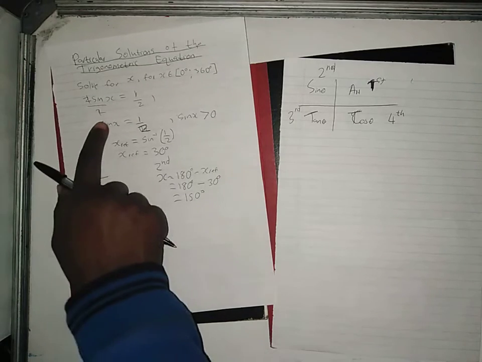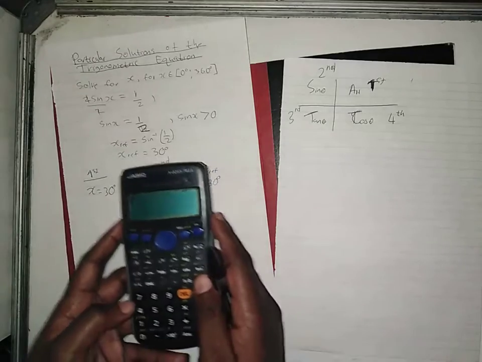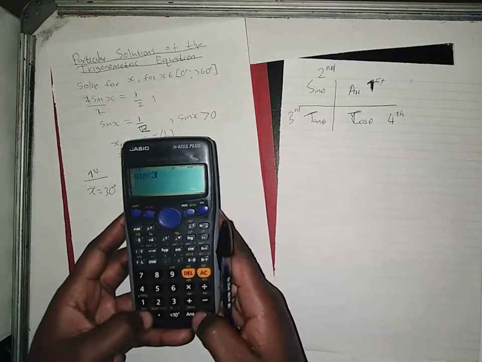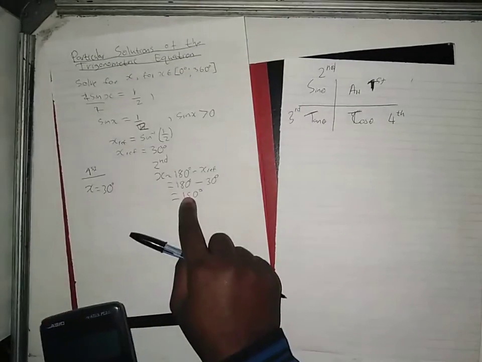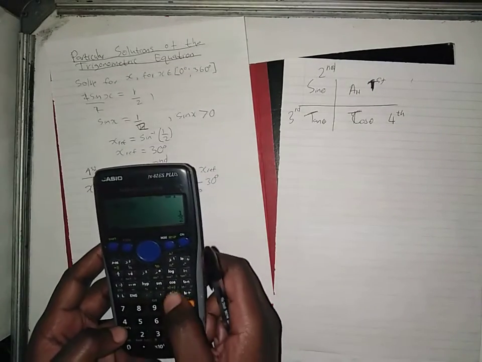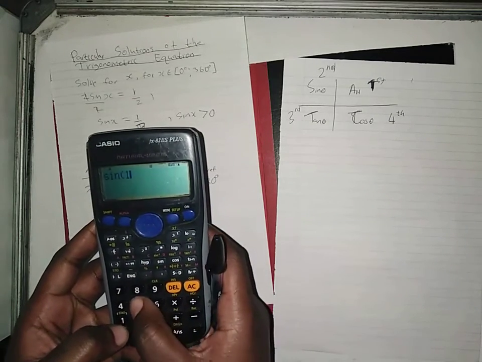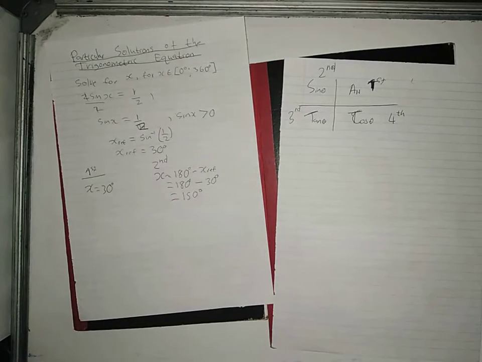Okay, we're going to use this one to test. It's 30. So we go to our calculator and say sine, and then 30 degrees. Aha, you find half, which is this one. And then let's see about 150. Sine 150, you get half, which is this one, which means that these are indeed solutions to our problem. Do you guys understand?